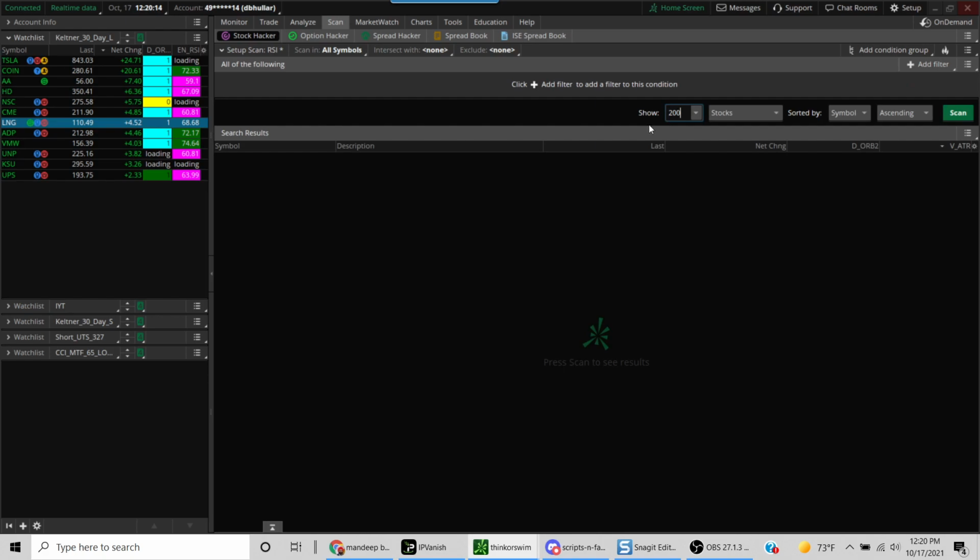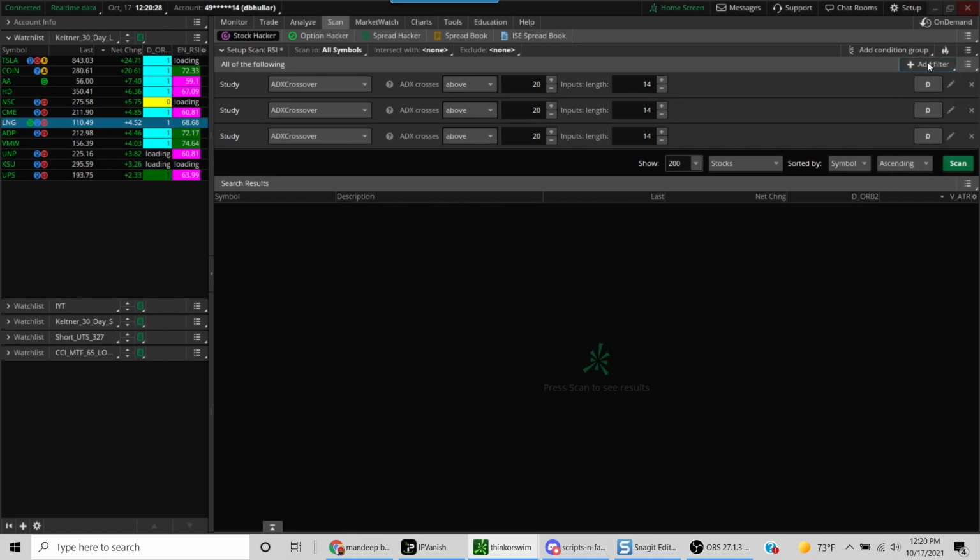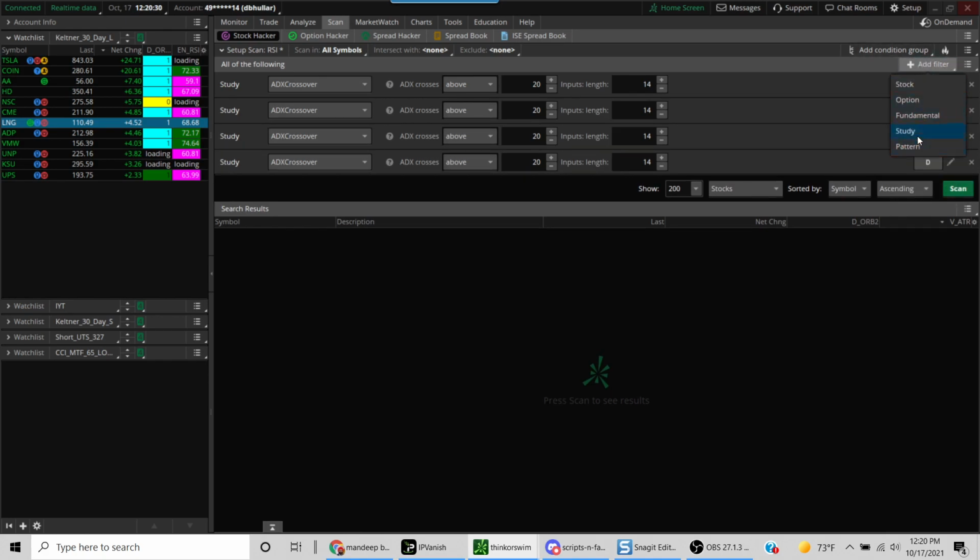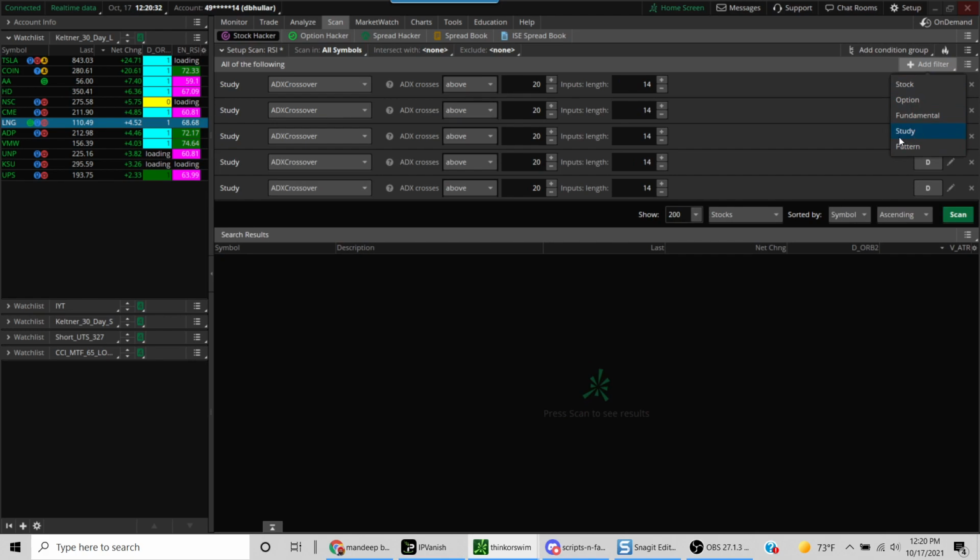And as always, we'll start with a blank scan, and we'll start adding a few studies here. So let me just add a few studies so that we can get started, and then we'll obviously add more as we need them. Okay.